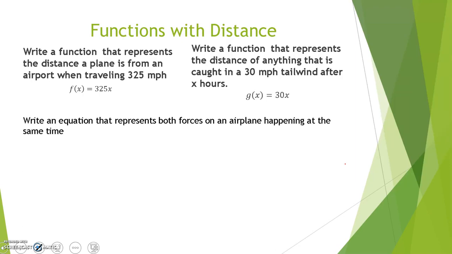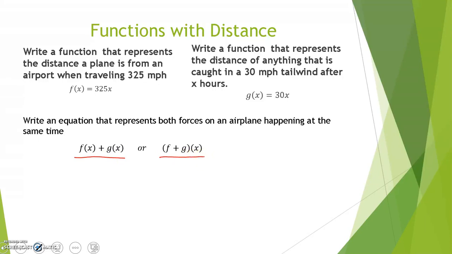What we're going to work on today is what happens when both of them are occurring at the same time. We're going to write an equation that represents both forces on an airplane happening at the same time. In other words, it's flying 325 miles per hour on its own, but it's also being pushed by a 30 mile per hour tailwind. So what we're essentially asking you to do on a problem like this is to add those two functions together. We can either write this as f of x plus g of x, or as f plus g of x.